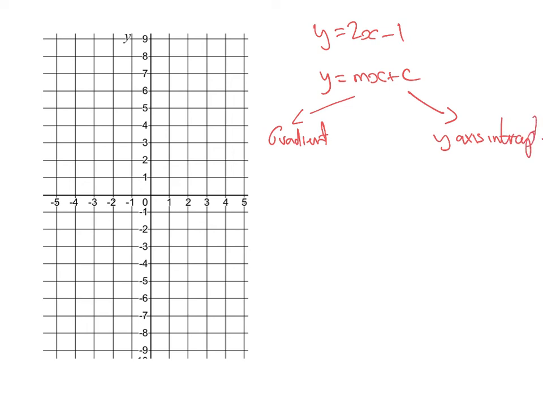So if that's the case, all you have to do is say, right, well, what's the gradient first of all? We know m is the gradient, so the gradient is plus 2. The y-axis intercept is that, so we know c is -1. So the first thing we know is that we can draw the y-axis intercept point in. We know it's cutting at -1. That's there, so that's our point.